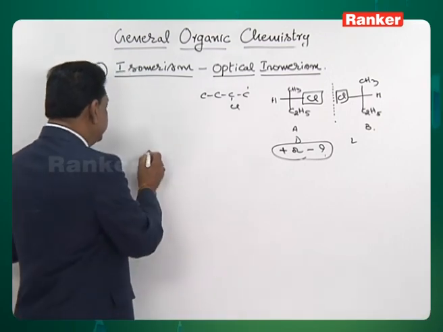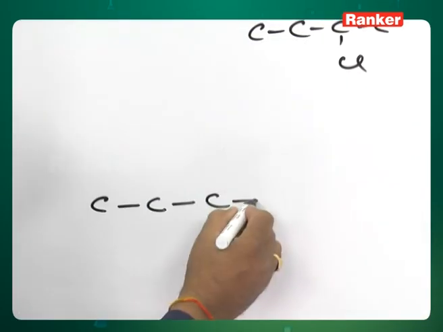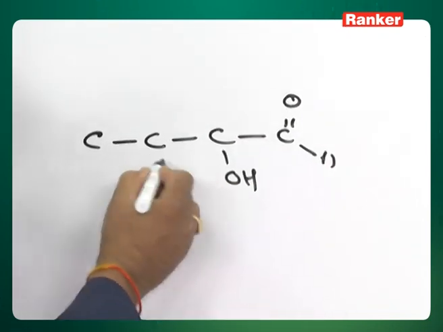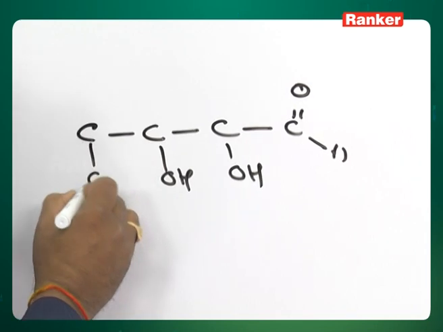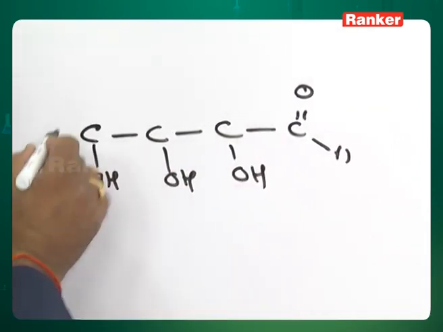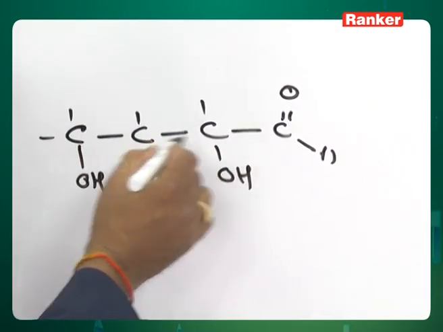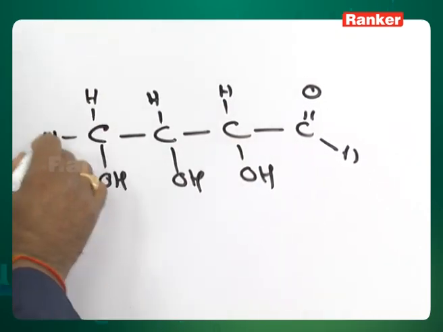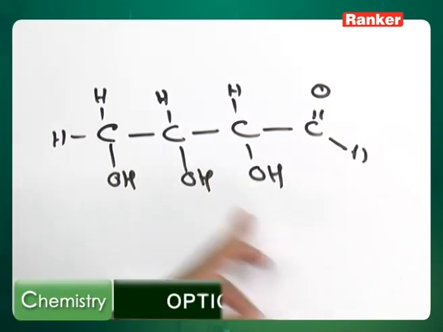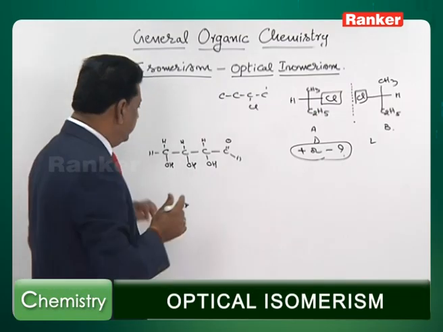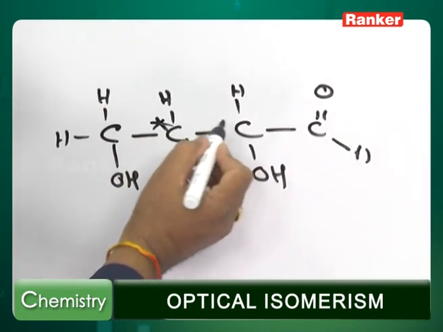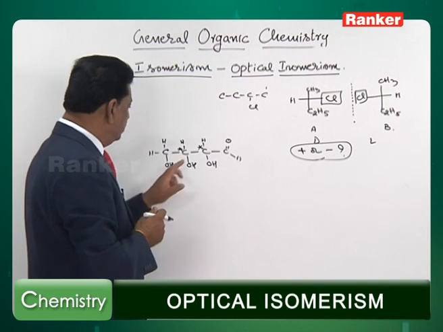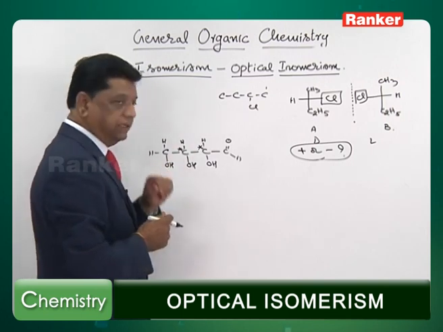Next example, let us go. This is a carbohydrate again, having 4 carbons, and 3 carbons have the OHs. Systematically we call this compound 2,3,4-trihydroxybutanal. It has 2 chiral centers. This one is not chiral because 2 hydrogens are there. So, here 2 chiral centers are there.